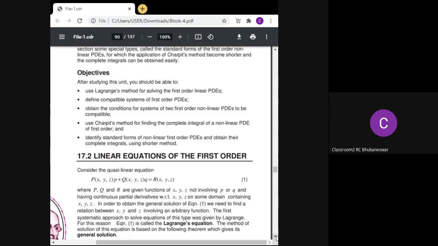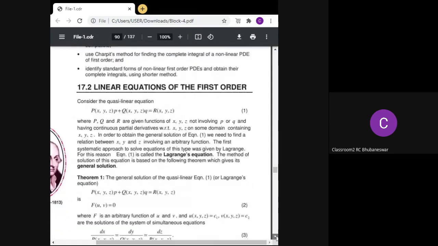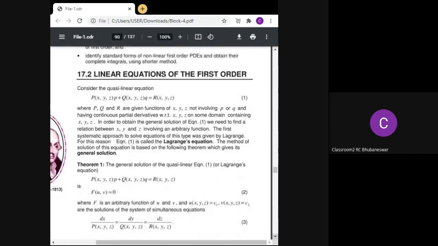Now we are going to discuss the general solution or general integral of this kind of quasi-linear or Lagrange partial differential equation of first order in the following theorem. So theorem number 1 suggests how to find the general integral or general solution of this kind of Lagrange equation, which is also known as the quasi-linear partial differential equation of first order.